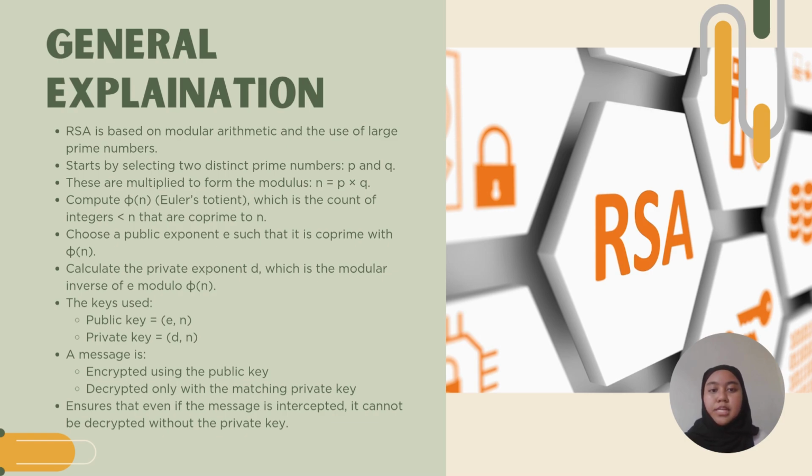Next, we choose a public key value, e, that is also co-prime with phi. After that, we calculate the private key, d, which is the modular inverse of e. These two values, the public and private key, are used for encryption and decryption.